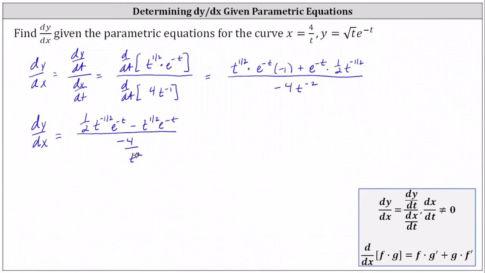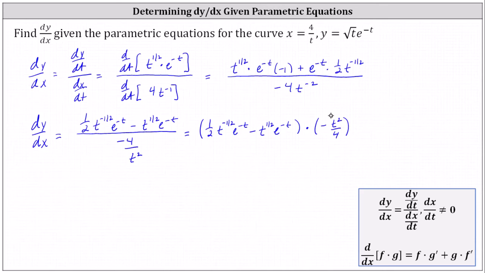Remember, dividing by a fraction is equivalent to multiplying by the reciprocal, and therefore we can write this quotient as the numerator, 1/2 t^(-1/2) e^(-t) minus t^(1/2) e^(-t), all multiplied by the reciprocal of -4/t², or t²/(-4), or if we want, just -t²/4.